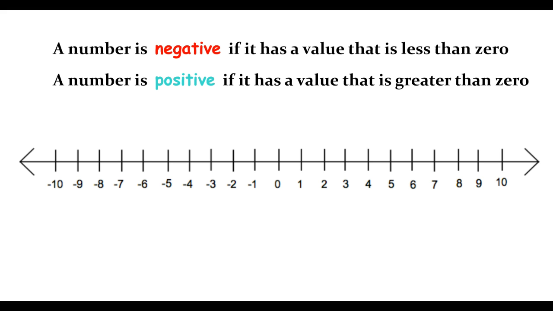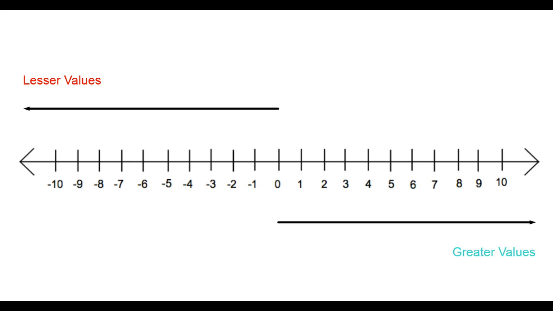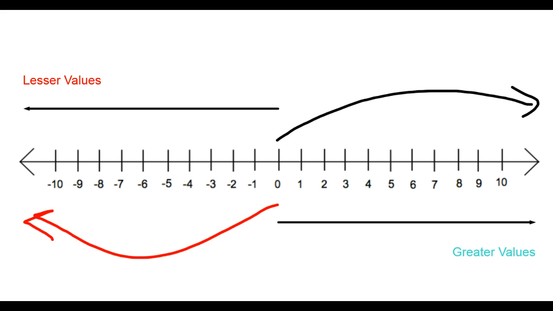So as we said, negative is to the left, positive is to the right. Greater values move to the right on a number line, lesser values move to the left on a number line. So as we go rightward, our values get greater. As we go leftward, our values become lesser. And that's going to be the basis of how we know which numbers are less than and greater than other numbers on the number line.